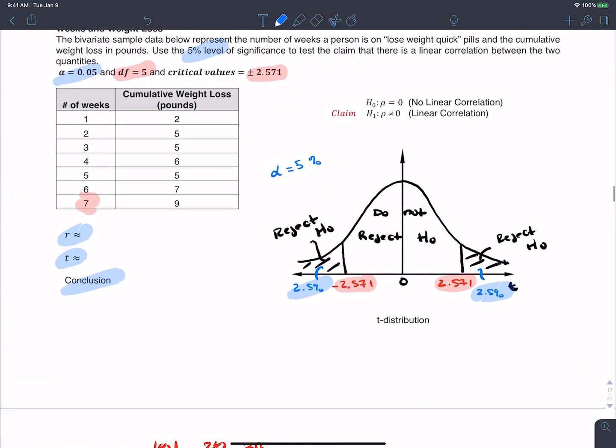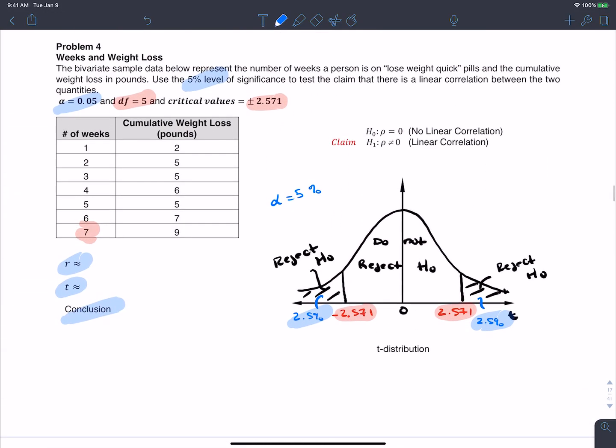So where does that live in our decision rule? Isn't it to the right? Isn't that to the right of the critical value of 2.571? It's to the right there, right? So let's remark here. This is in the reject the null region. So when you reject the null, the null's gone. What does that mean here?